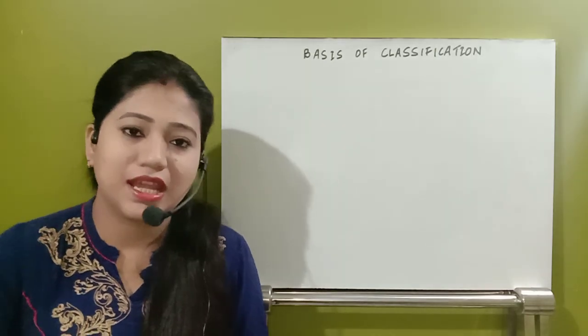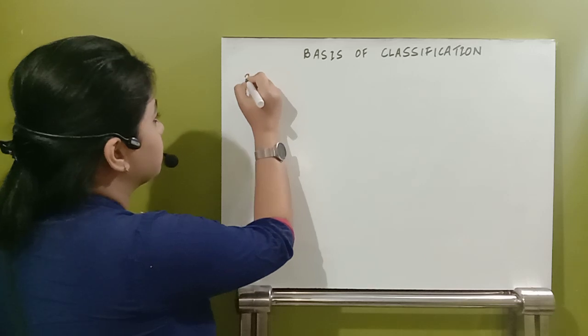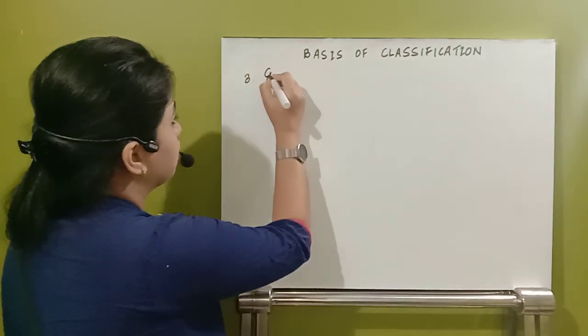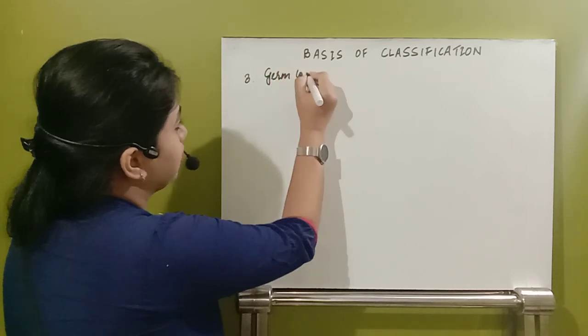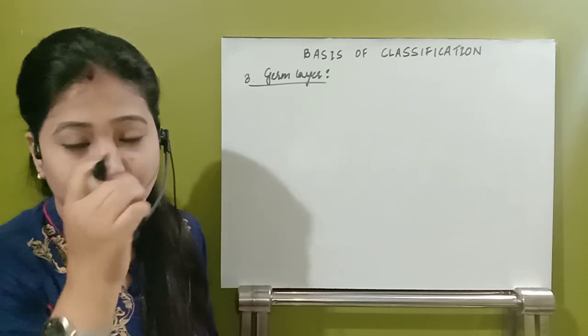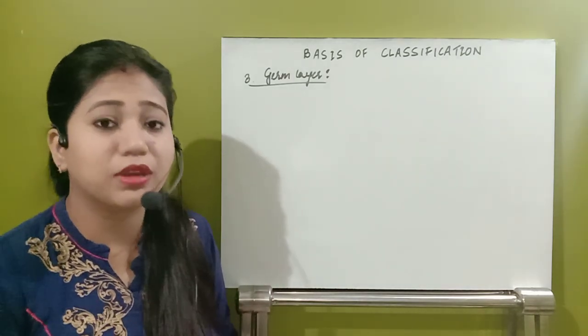So now the next basis of classification, the third basis, is the germ layer. Let's see what a germ layer is. Germ layer is the germinal layer. Don't think about pathogens or germs or anything like that. No, it's the germinal layer.